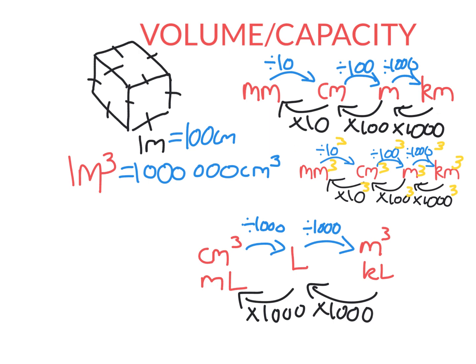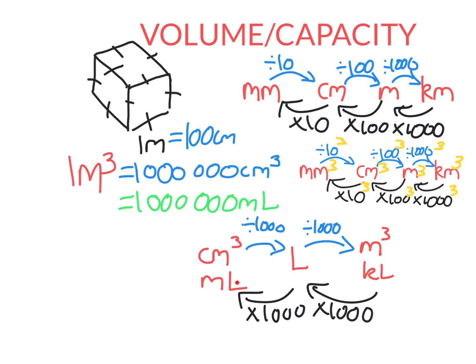How do we convert to units of capacity? Well, note that a centimeter cubed and a milliliter are literally the same thing. So 1 meter cubed is 1 million centimeters cubed. That means it's 1 million milliliters. So if your can of Coke holds 375 milliliters of Coke, that means it holds 375 centimeters cubed, because a centimeter cubed and a milliliter are literally the same thing.